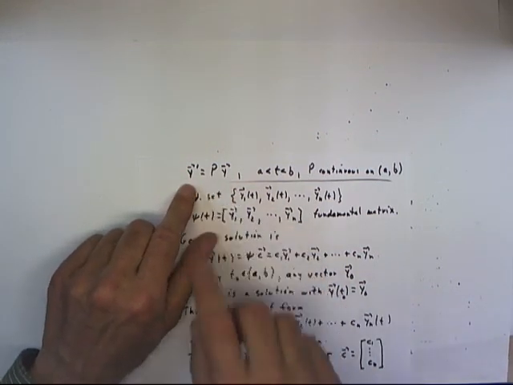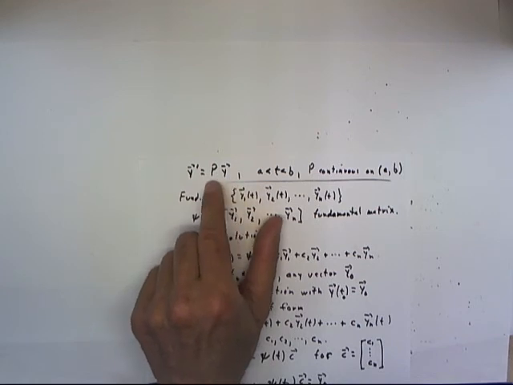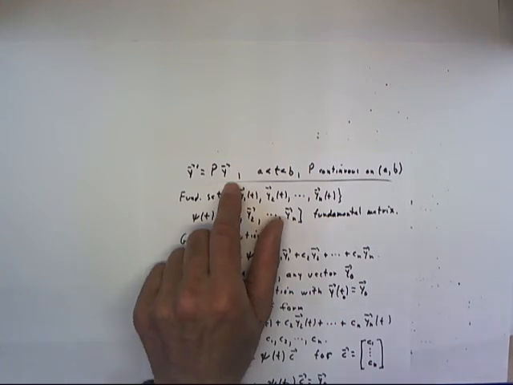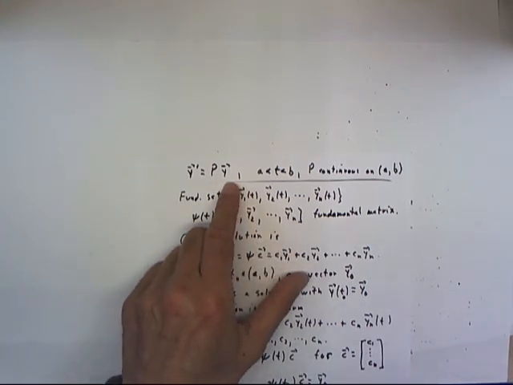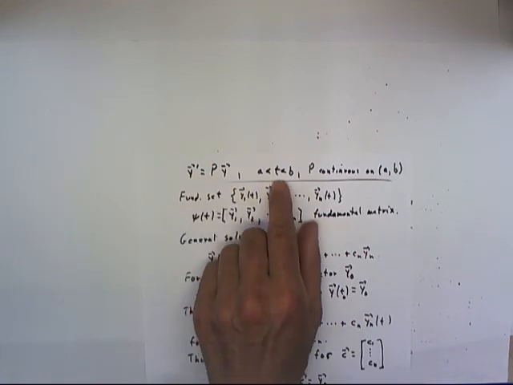Let's begin with a differential equation, a system of equations. It can be expressed as y prime equals Py, where P is an n by n matrix, and y and y prime are vectors with n components, each component being a function of a single variable t. This equation is defined on a t interval from a to b.